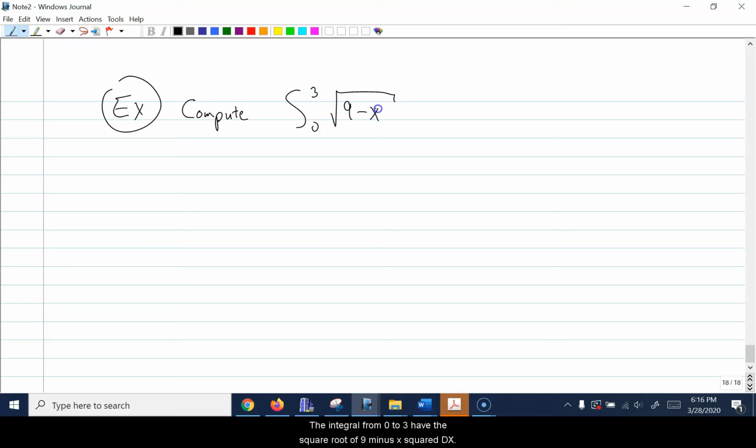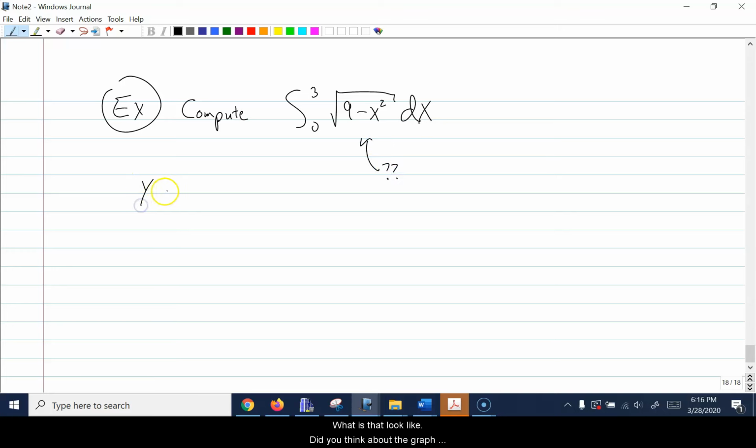One, there's the graphical interpretation, which can be used to compute integrals sometimes. Let's do this. Let's compute the integral from 0 to 3 of the square root of 9 minus x squared dx. What does that look like?